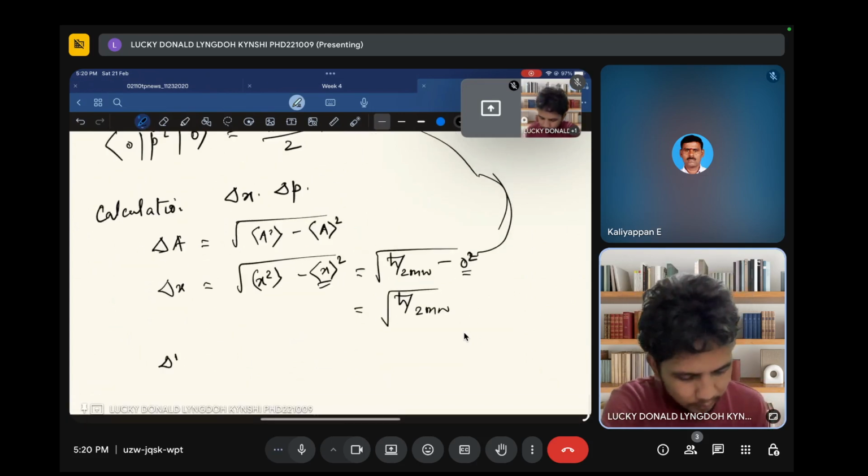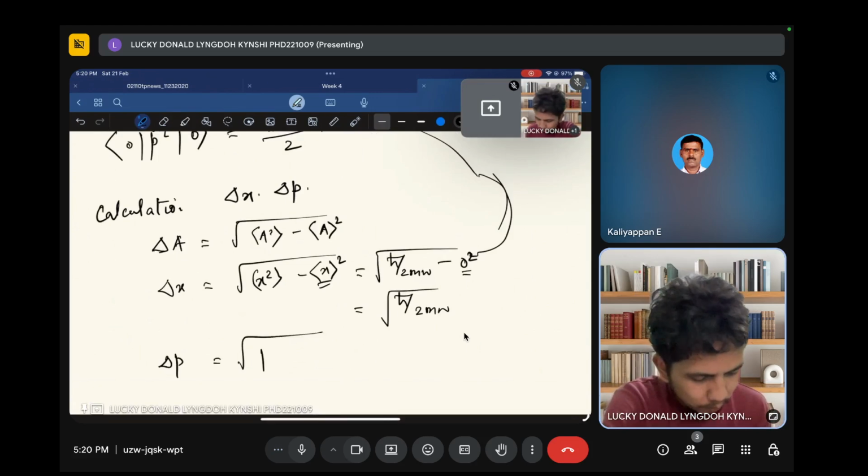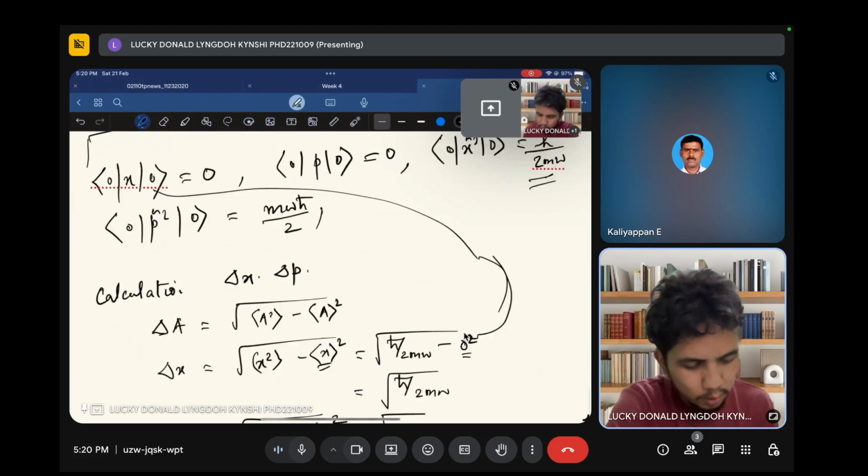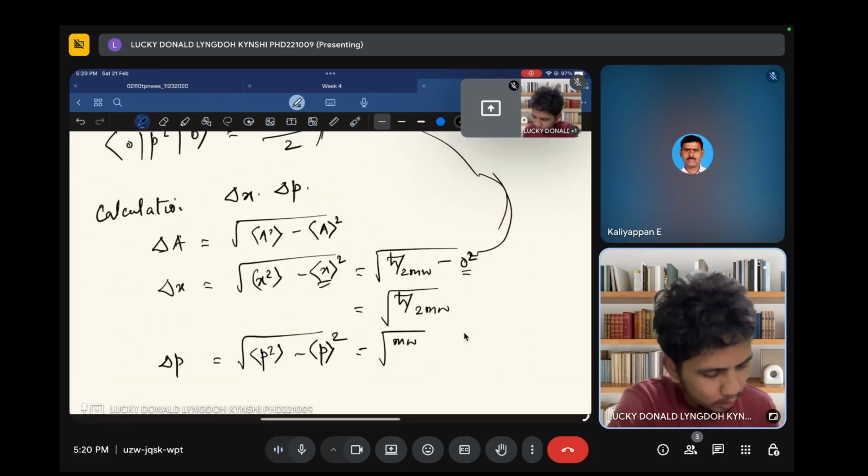Similarly, del p is also equal to what? The expectation value of p square minus the square of the expectation value of p, which is the same thing. p square is given as m omega h cross by 2, which is equal to m omega h cross by 2, and minus the expectation of p is anyway equal to 0.